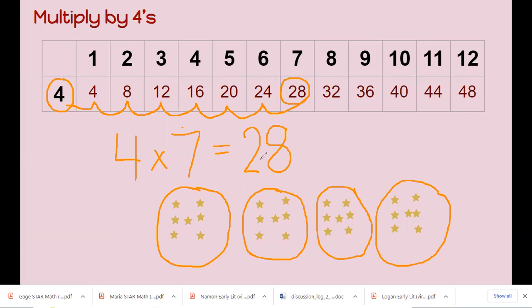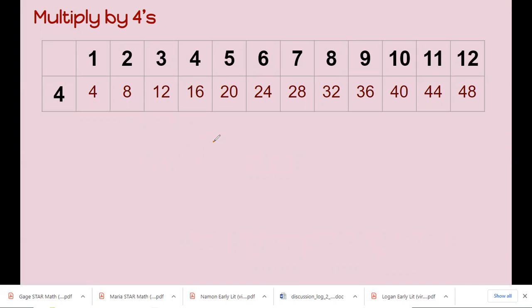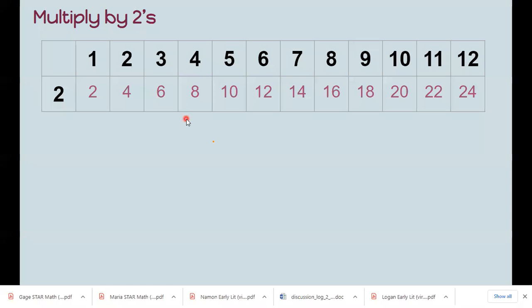Okay, when we look at our multiplication charts, it's skip counting, friends. And you guys are learning to skip count anyway, along with multiplying. So if I'm looking at the number 2 and I'm skip counting by twos, the more I practice, the better I get. And that's what's also good about a multiplication chart. Okay, so count with me. Ready? 2, 4, 6, 8, 10, 12, 14, 16, 18, 20, 22, 24.